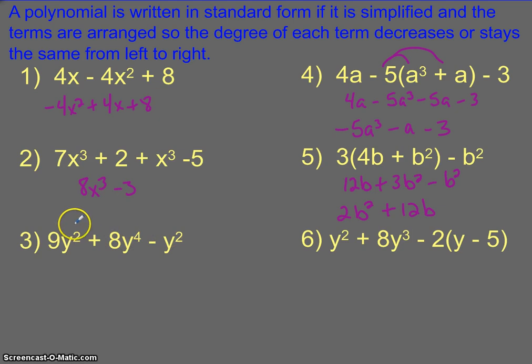Next, the only combining I have to do are this and this, but this one is going to have the highest degree. It has an exponent of 4. So this is 8y to the fourth, and that's going to be plus 8y squared. Okay, and that's done. Here, multiply. I get y squared plus 8y cubed minus 2y plus 10. Okay, rearrange. This has the highest degree, 8y cubed. Next is the y squared. Next is the y. Last is the constant.